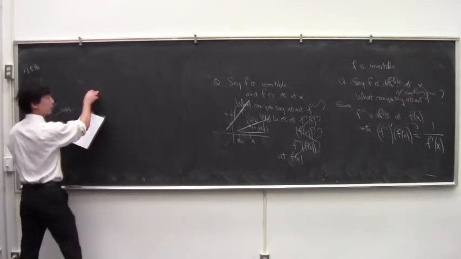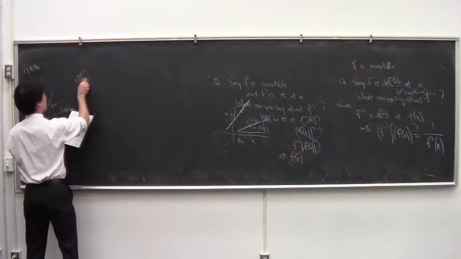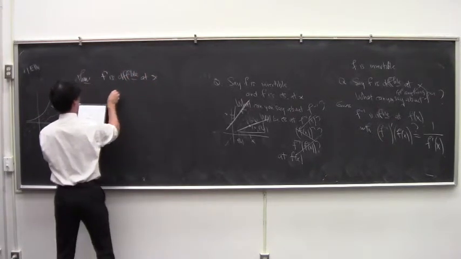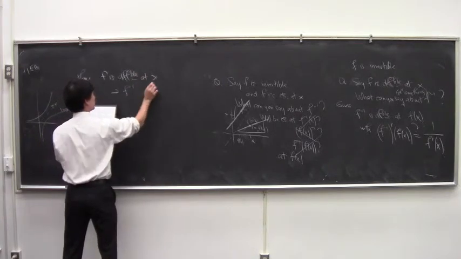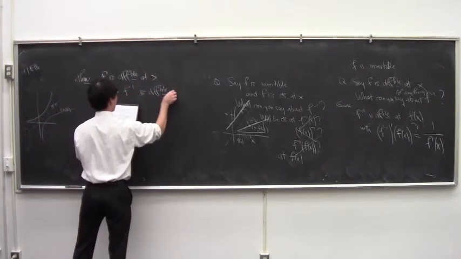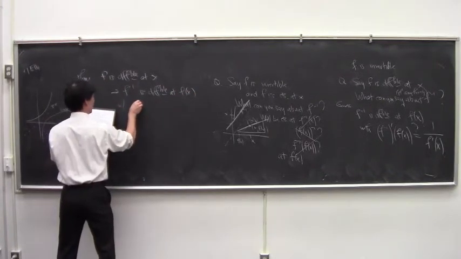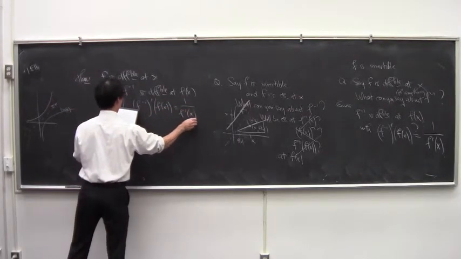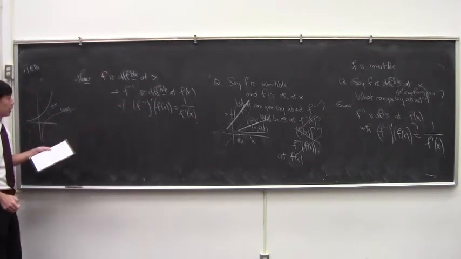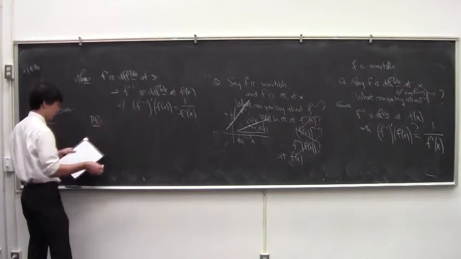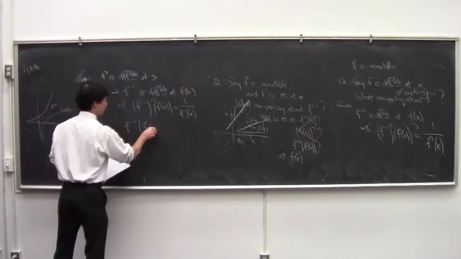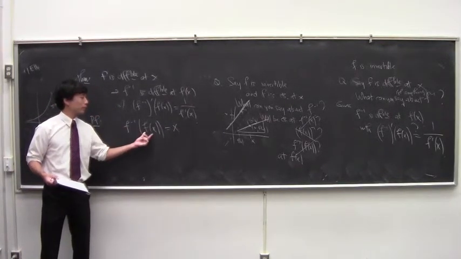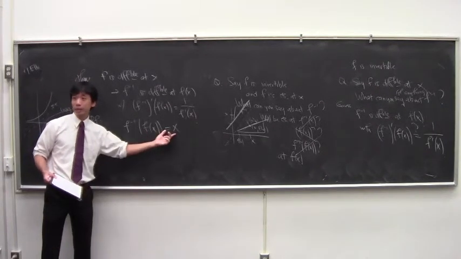So here's the theorem. If f is differentiable at x, then f inverse is differentiable at f of x, with f inverse prime at f of x being 1 over f prime of x. Okay, and here's how one sees it. Look at the composition of these functions. f inverse of f of x, these cancel each other out, and you get x again.